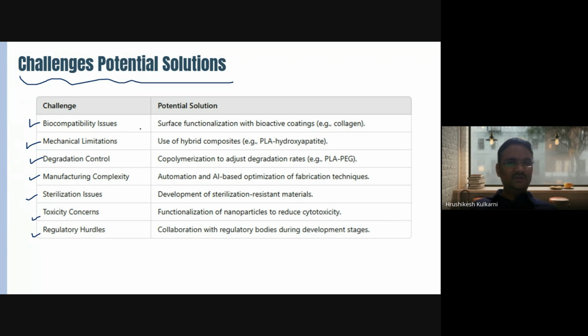If biocompatibility is the issue, surface functionalization you can go for. To overcome mechanical limitation, you can go for hybrid composites. If you have a degradation control issue, then you can go for copolymerization. If you have a toxicity issue, you can go for functionalization of nanoparticles. You can search such kind of research papers, so you will find the result on that.